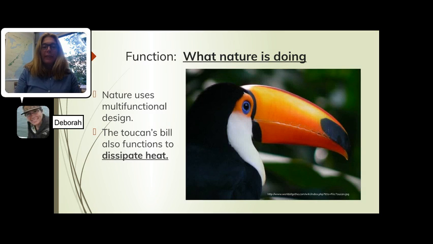We can define the function of a biological adaptation as what nature is doing. And nature uses multifunctional design. So this toucan's bill, for example, is doing many things. It picks up food, attracts a mate, feeds its young. And did you know that the toucan's bill also works to help this warm-blooded organism thermoregulate and stay cool? That's right. One function of the toucan's bill is to dissipate heat.